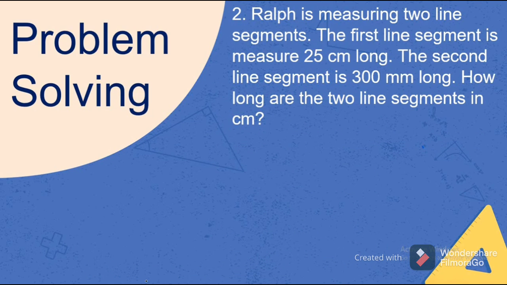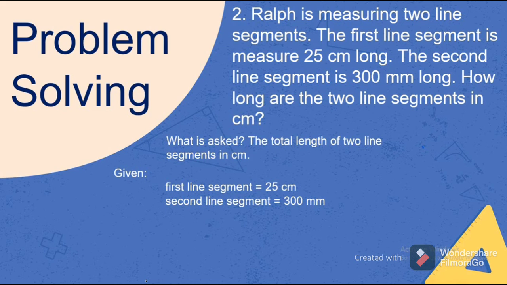Another problem. Ralph is measuring 2 line segments. The first line segment measures 25 centimeters long and the second line segment is 300 millimeters long. How long are the 2 line segments in centimeters? First, what is asked? The total length of the 2 line segments in centimeters. Second is to write the given. First line segment is equal to 25 centimeters and the second line segment is equal to 300 millimeters. The conversion factor needed is 1 centimeter is equal to 10 millimeters.